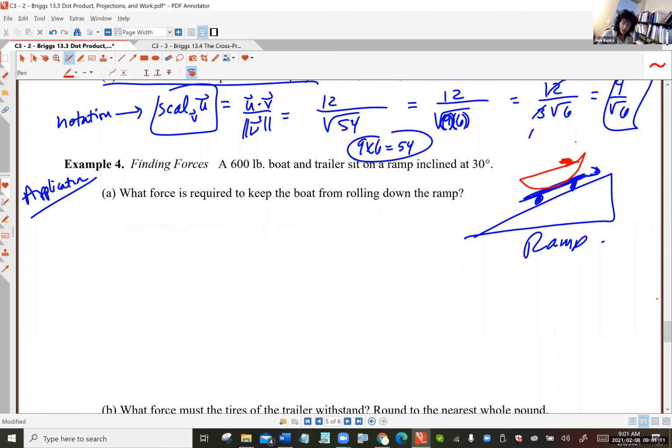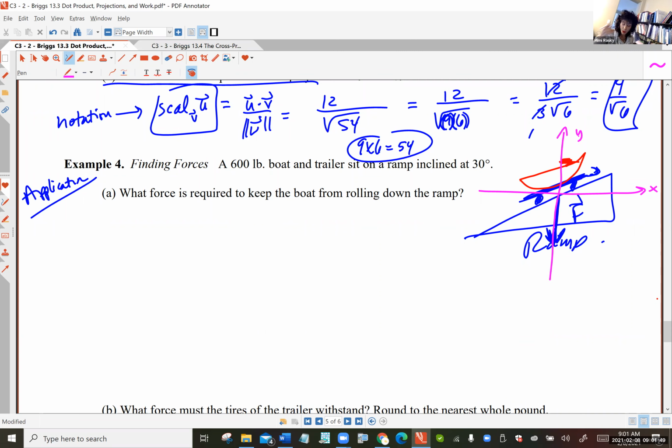Together, the boat and the trailer weigh 600 pounds. So the force due to gravity of both the boat and the trailer together is pointing down. This force due to gravity, I'll just point it down. That's called F. And if I overlay an XY coordinate system on top of this picture, you're always allowed to put the origin wherever you want, but it's always wise to put it in a place that makes sense. So X-axis, and then this would be overlaying the Y-axis.